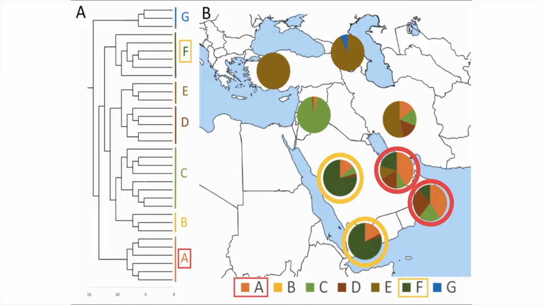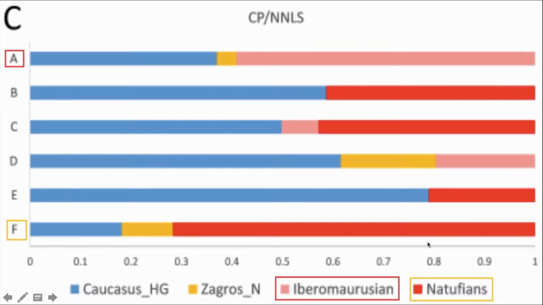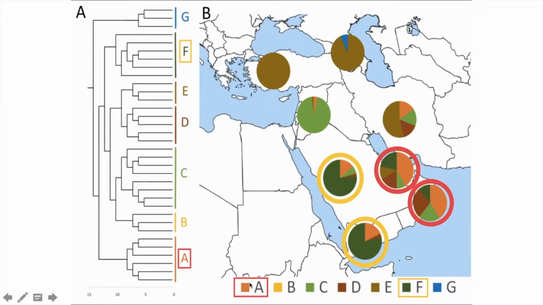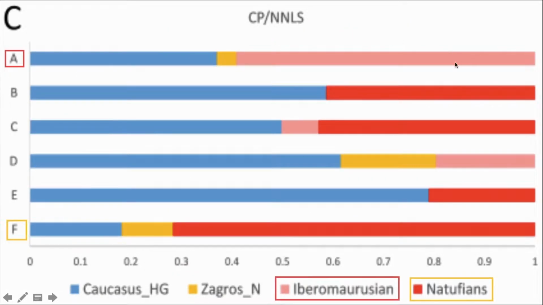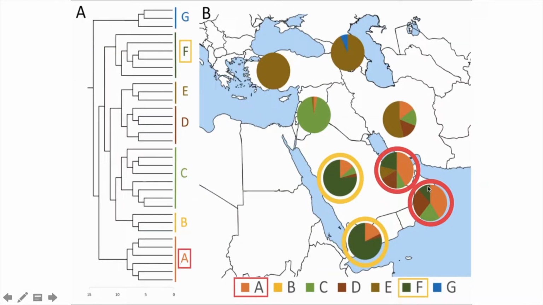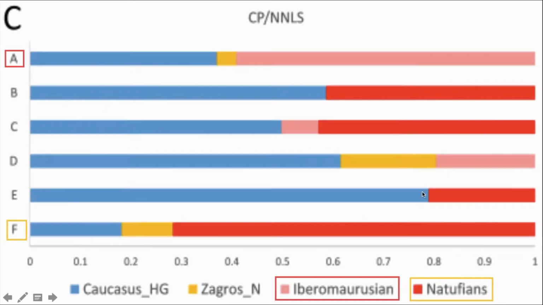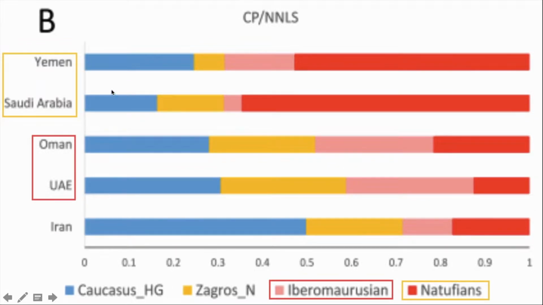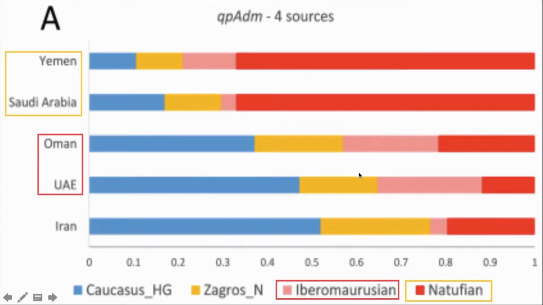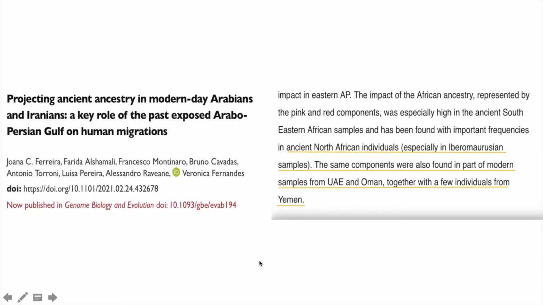So as we can see, when it comes to the Ibero-Maurusians, cluster A, which I highlight in red, this is where you see a high amount of Ibero-Maurusian DNA, which again is the A quadrant right here around the area of the Persian Gulf. And again, Oman and the United Arab Emirates, they have a good amount of Ibero-Maurusian DNA when it comes to the samples.